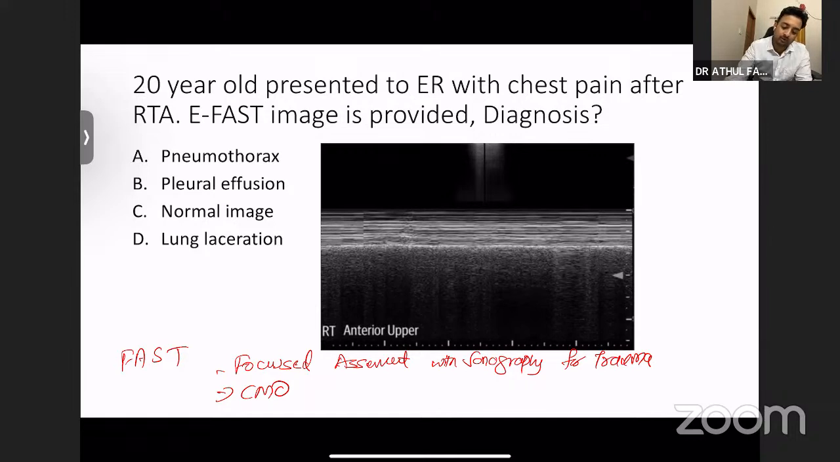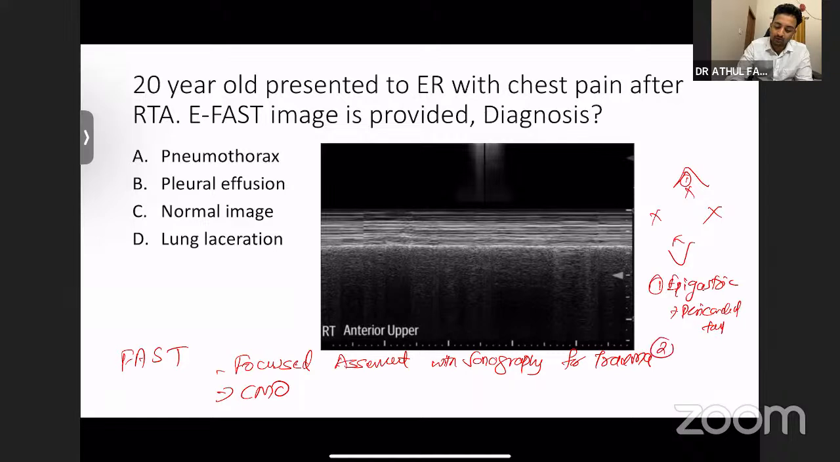In FAST, what we will do is ultrasound in four quadrants, that is, four regions. First one is the epigastric region. So what will you look for in this epigastric region? You will keep the probe here and look for any pericardial effusion or pericardial hemorrhage, like pericardial tamponade. So first you will look at this epigastric region to look for any pericardial tamponade.